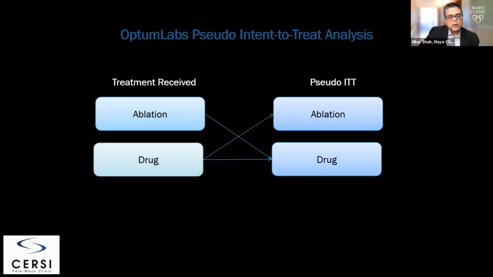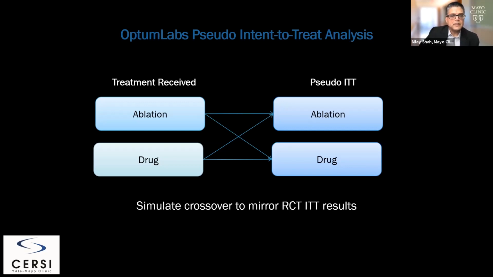One reason the per protocol and the intent to treat analyses were different was that there was a 30% crossover in the trial. As opposed to the crossover that we described earlier with the PRONOUNCED trial, here the crossover was in the trial itself. So we tried to emulate that as we conducted the real world analysis. We were able to emulate the crossover after we saw the trial results. Prior to that, we conducted the analysis as a regular intention to treat analysis.